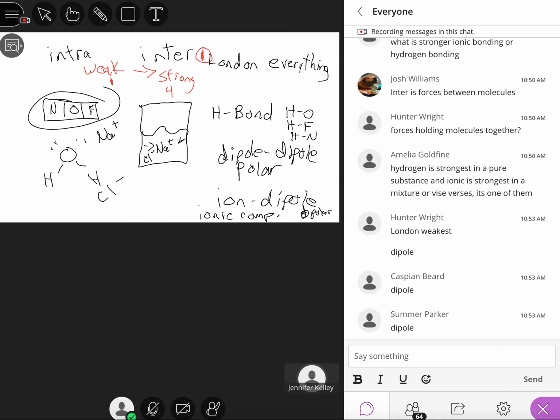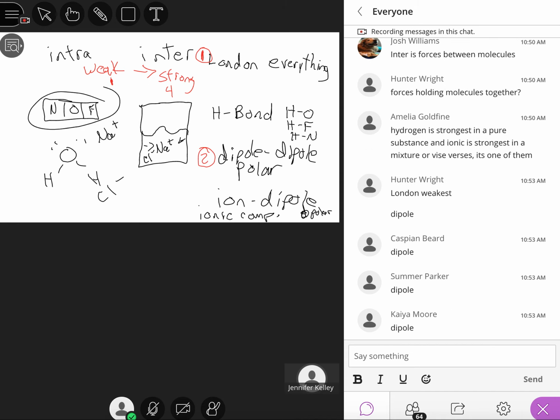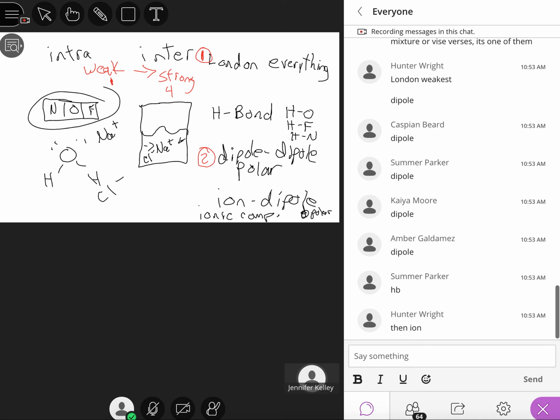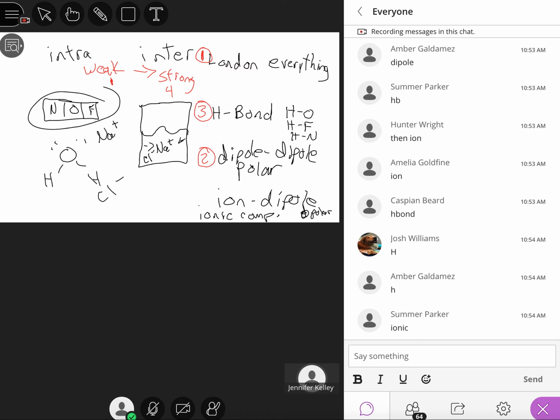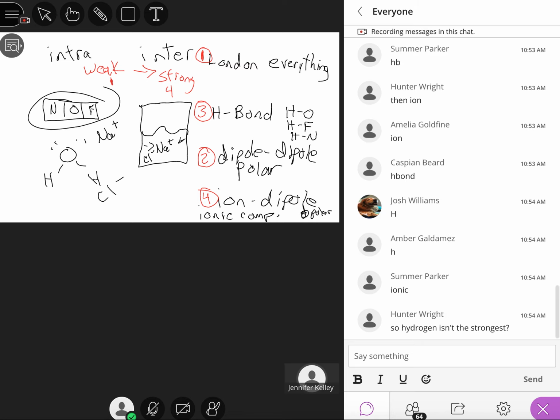Hydrogen or dipole? Dipole, correct. And then what's stronger than dipole? Hydrogen and then the ion, right? All right. So it goes London, dipole, dipole, ion dipole. No. London, dipole, hydrogen, ion dipole. Correct. Hydrogen isn't the strongest. It's the strongest if you don't have any ionic compounds in there. But if you have an ionic compound in there and a polar molecule, then that would be strongest.